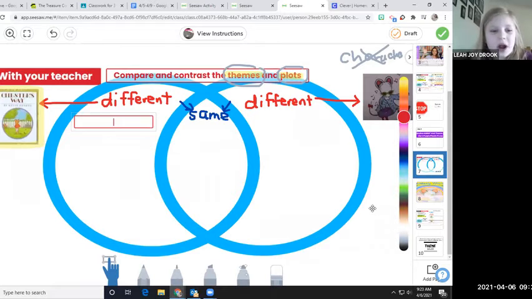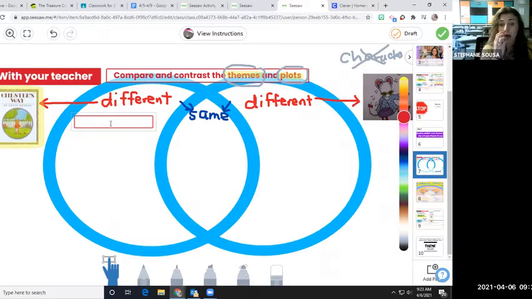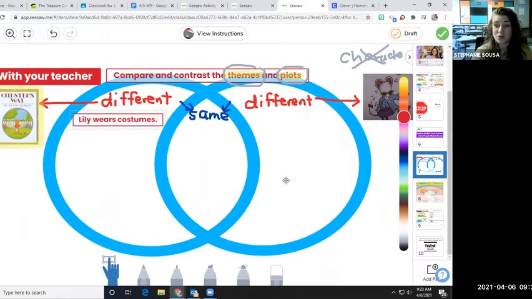That Lily puts on costumes. Yeah, in this one, Lily puts on costumes. She didn't necessarily put on costumes inside of Lily's Purple Plastic Purse. So Lily wears costumes. Okay, that is a really important event inside of Chester's Way because her costume ends up saving Chester and Wilson from the older boys that were kind of picking on him. Okay, so that helps him out.